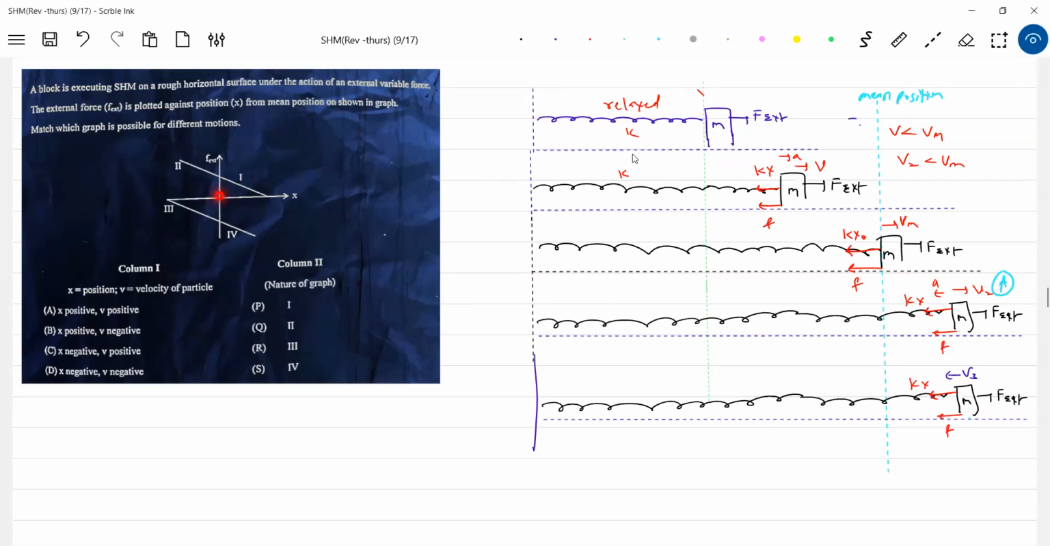X equal to 0, F will be 0. What is this? X positive, X is equal to position is telling, no? V will be negative. There's a point B will come. The force will be still acting.